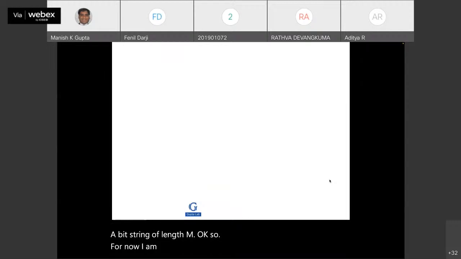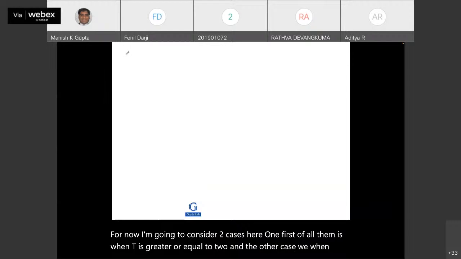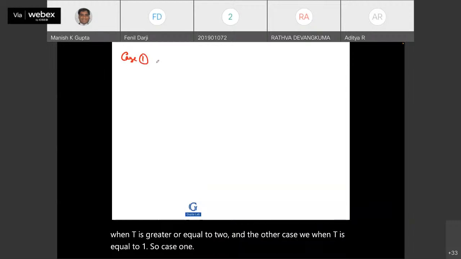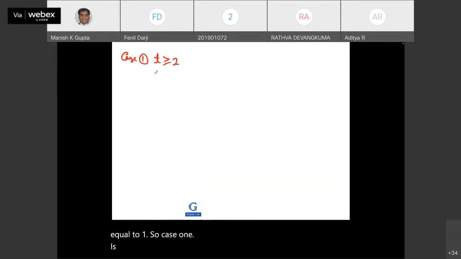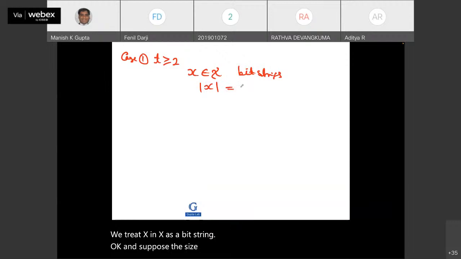Now I am going to consider two cases here. First is when t is greater than or equal to 2, and the other case is when t is equal to 1. So case 1 is when t is greater than or equal to 2. What is the algorithm? In this case we treat x as a bit string, and suppose the size of x is n, which is at least m plus t plus 1. Remember t is greater than or equal to 2 here.